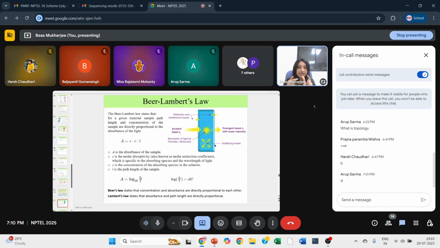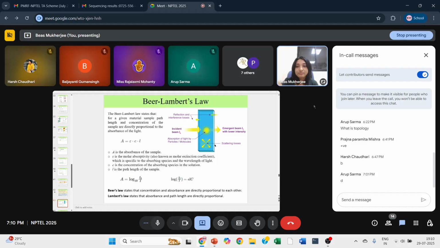This is taken to be 1 centimeter, and then it passes. So this Beer-Lambert's law, Beer and Lambert are two different people. There is a separate Beer's law and there is a Lambert's law. Beer's law states that the concentration and absorbance are directly proportional to each other. Lambert's law says that the absorbance and path length are directly proportional. Path length is this L, which is the length of the tiny diameter of the cuvette.